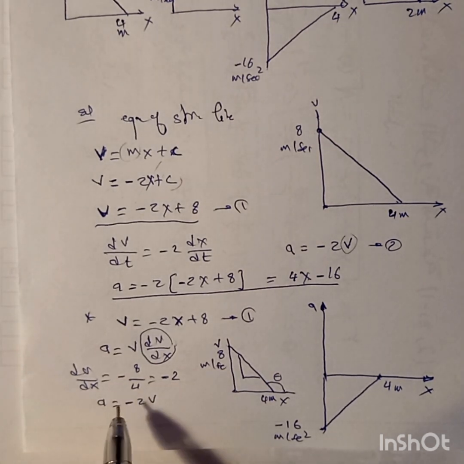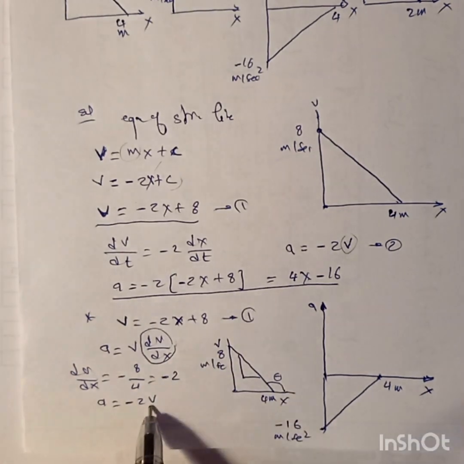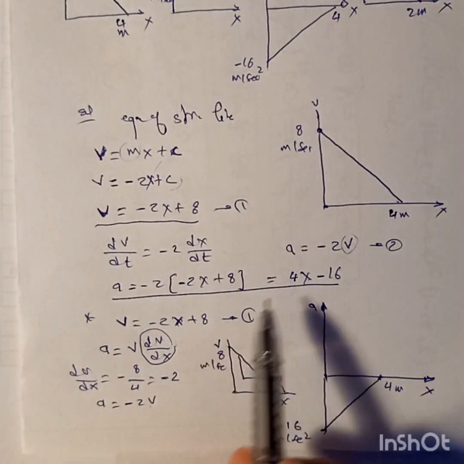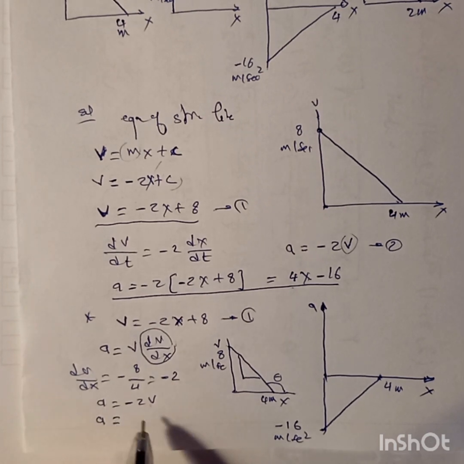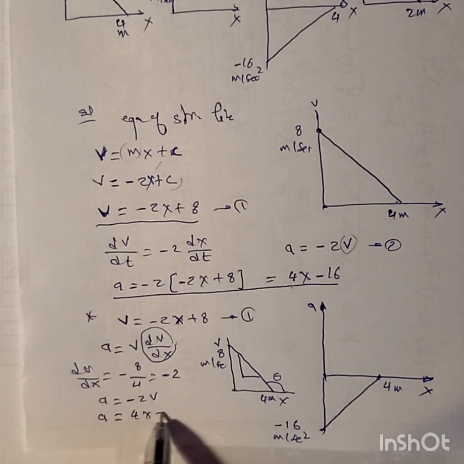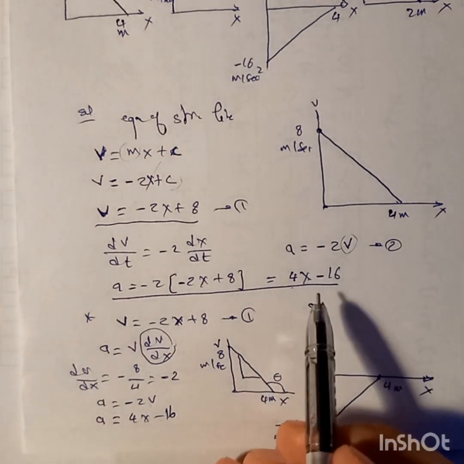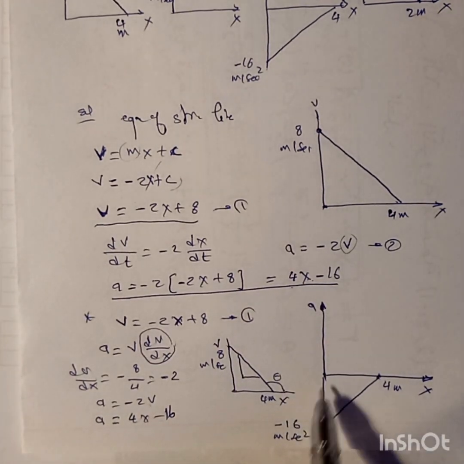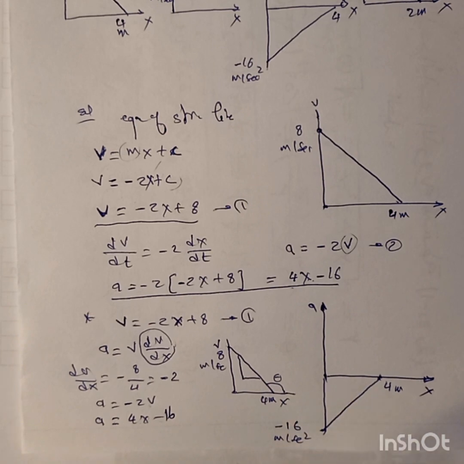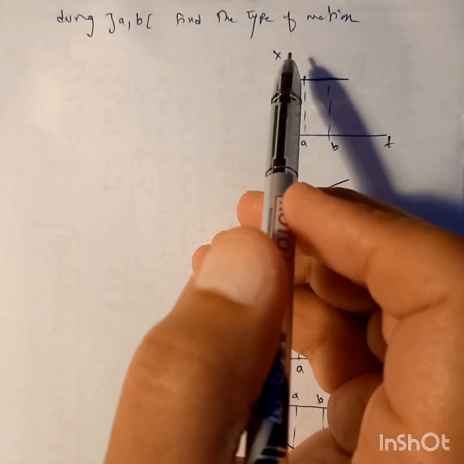Okay, and also we can substitute from this one in this one, and we will find the final relation between a and x as follows: a equals 4x minus 16, okay, as before, and the corresponding curve to this equation is this one. We have an example here.